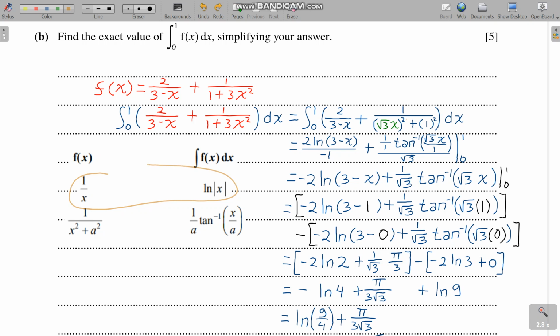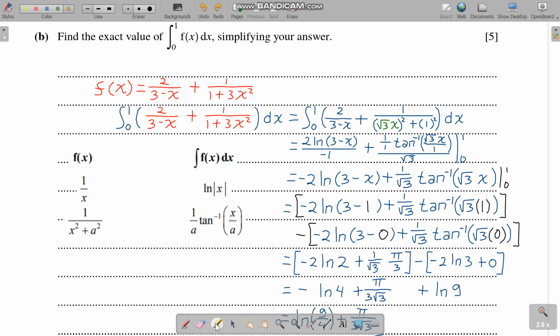Same thing here. We can use this formula. If it's just x, there's no chain rule needed. But if it's 3 minus x, we have to divide by -1. Okay, that's the chain rule. Now we plug in 1, plug in 0, and subtract.